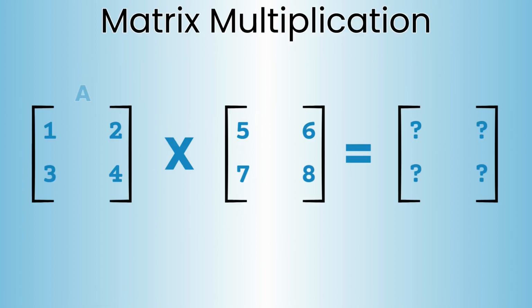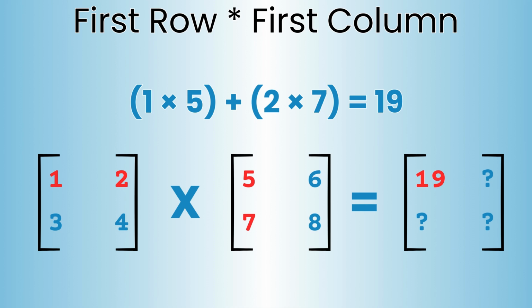Let's consider matrix A, which has 1, 2 in the first row and 3, 4 in second row, and matrix B, which has 5, 6 in first row, 7, 8 in second row. When we multiply matrix A with matrix B, we basically multiply the rows of matrix A with columns of matrix B, multiplying corresponding elements from first row of matrix A with first column of matrix B and sum up the outcome. The result will become the first element of the resultant matrix, that is, first element in the first row.